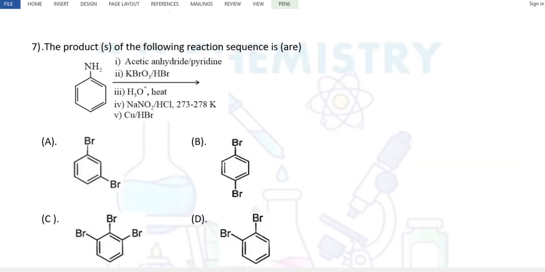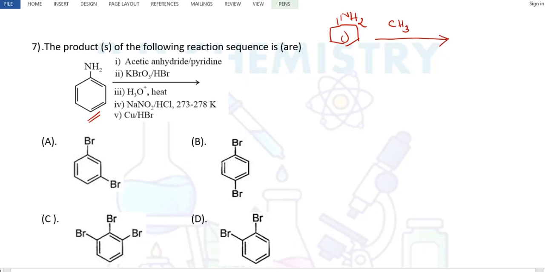Question number 7. The product of the following sequence of reactions are. So there is aniline, benzenamine is given, and there are many reagents given. 1 to 5 are there. So we'll solve one by one all these steps. So let me start with the aniline. Benzene ring attached to the NH2. This is treated with acetic anhydride and pyridine. Acetic anhydride is CH3CO twice. Now here acetylation takes place. So acetylation will give this product, NHCOCH3. Acetanilide we are going to get.